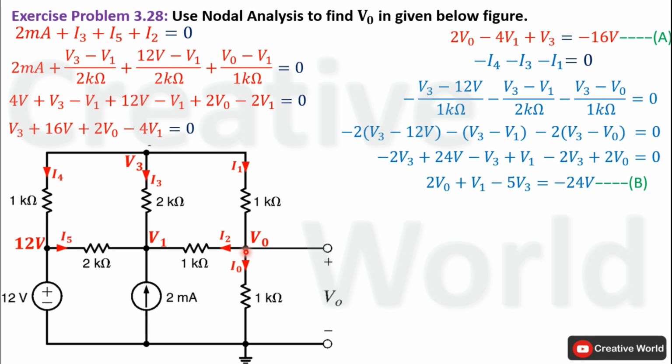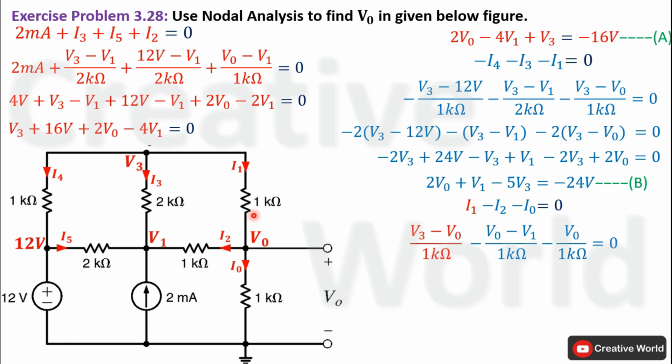Now we will apply Kirchoff's current law on this node. On this node, one current is entering I1 while two currents are leaving I2 and I0. Entering current is taken with positive sign while leaving currents are taken with negative sign. Now we have to replace these three currents with their respective equations.